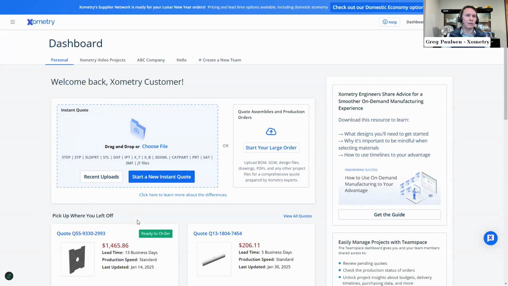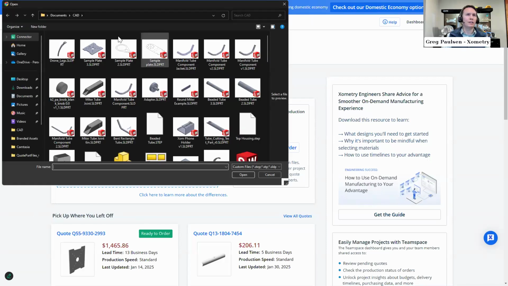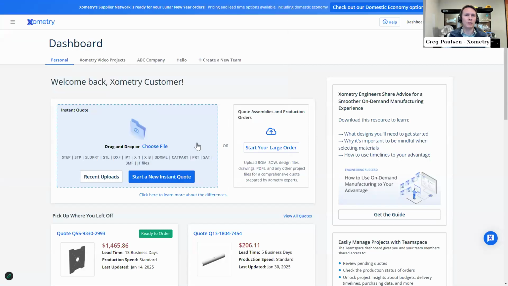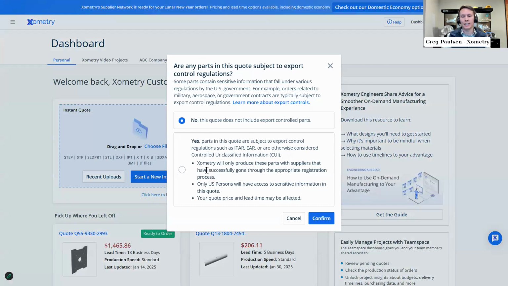I'm going to click to choose a file here, and I'm going to take this mandrel bent tube component and press open. It's going to ask if this has any export control or restrictions. If you are working on defense related items, ITAR is a checkbox away. This one is not ITAR, but if you do have any of those requirements, just check this and it'll take you through the right pathway, and you'll still be accessing instant online quoting.